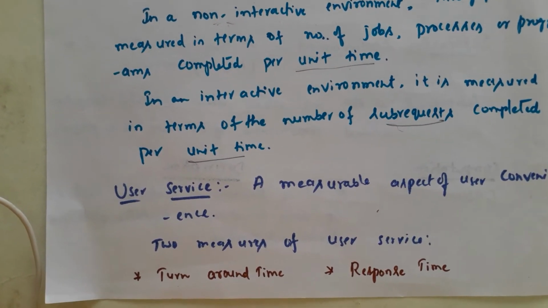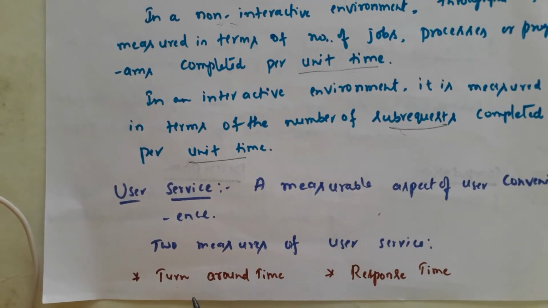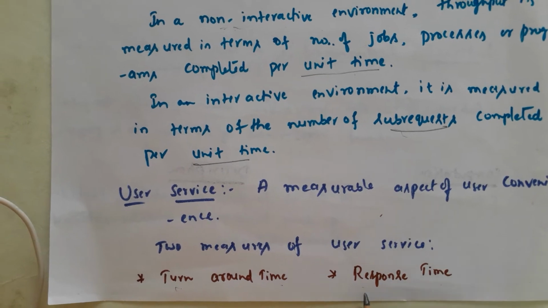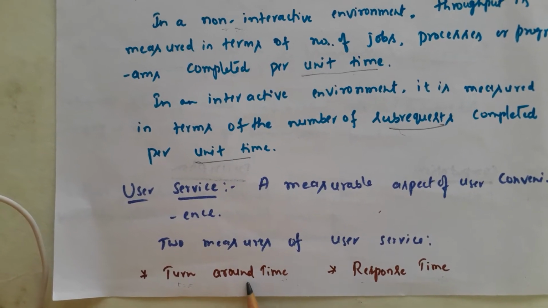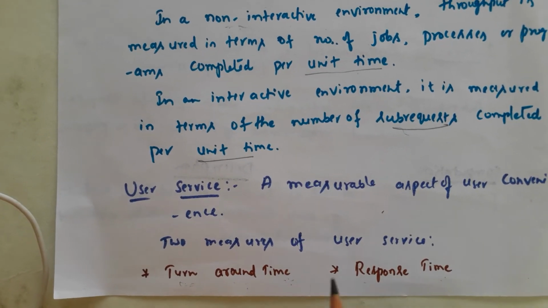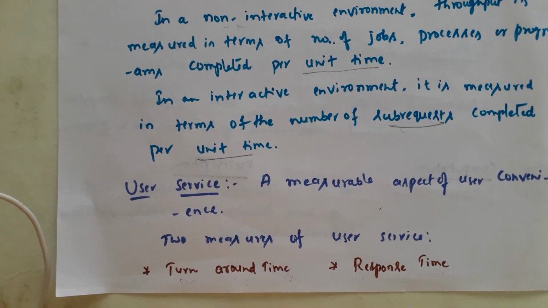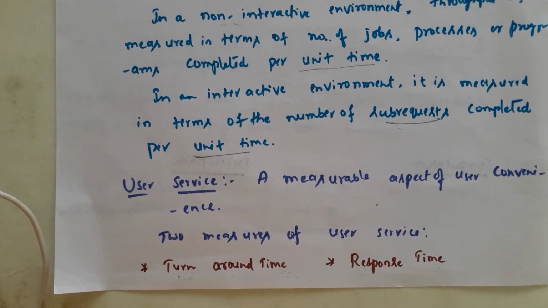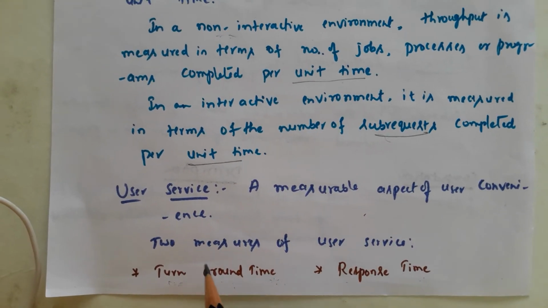That can be measured based on two key parameters. One is turnaround time and the other is response time. Turnaround time is the total time required for the initiation and termination of a job, process or program, whereas response time is how much time it takes for a sub-request to be processed and for you to get back the response.